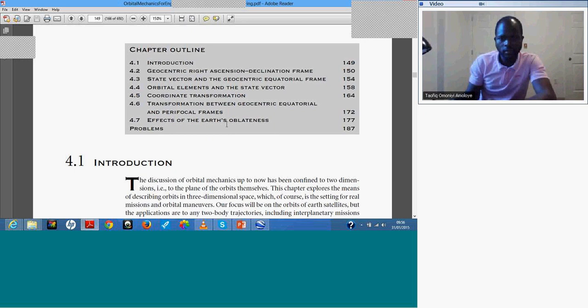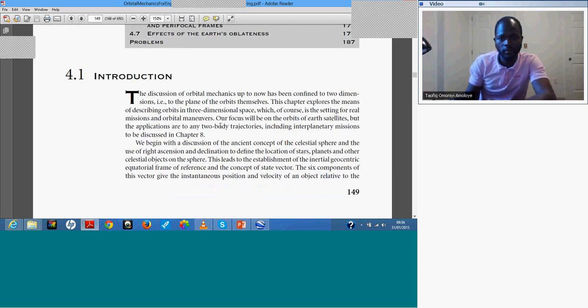We move on to start reading. I might read the first paragraph so that you get along with the speed with which I'm going to be reading. So I start. Introduction. The domain of orbital mechanics up to now has been confined to two dimensions, that is, to the plane of the orbits themselves. This chapter explores the means of describing orbits in three-dimensional space, which of course is the setting for real missions and orbital maneuvers, also the orbits of Earth satellites. The applications are to any trajectories, including the interplanetary missions to be discussed in Chapter 8.